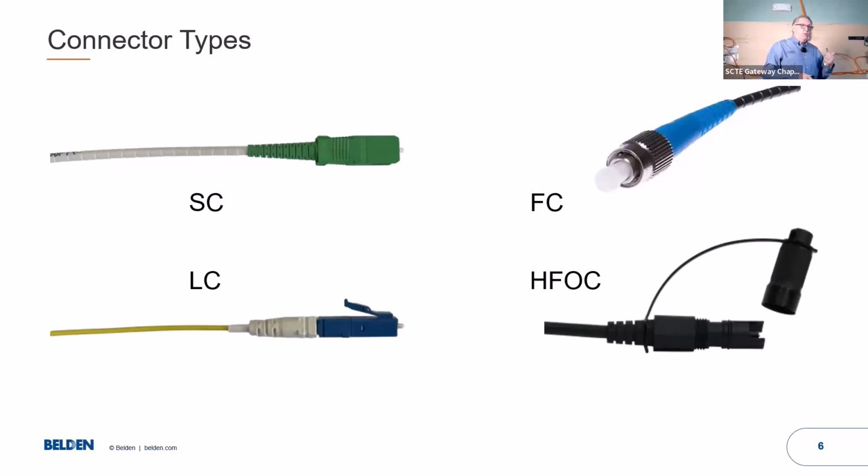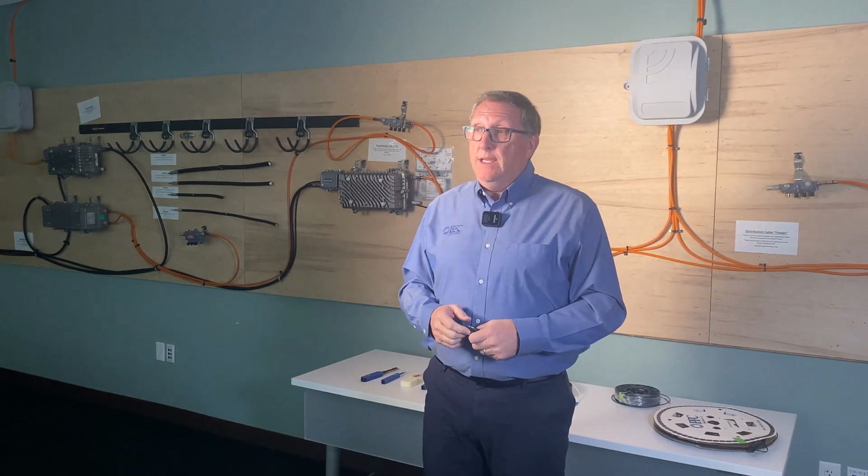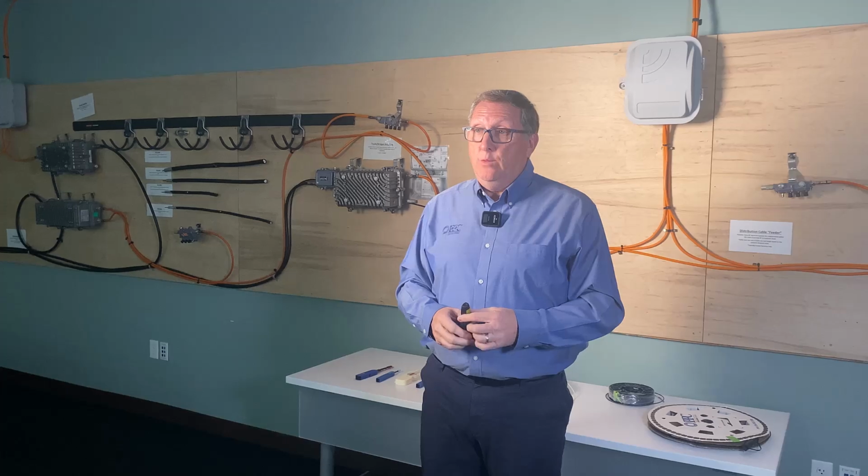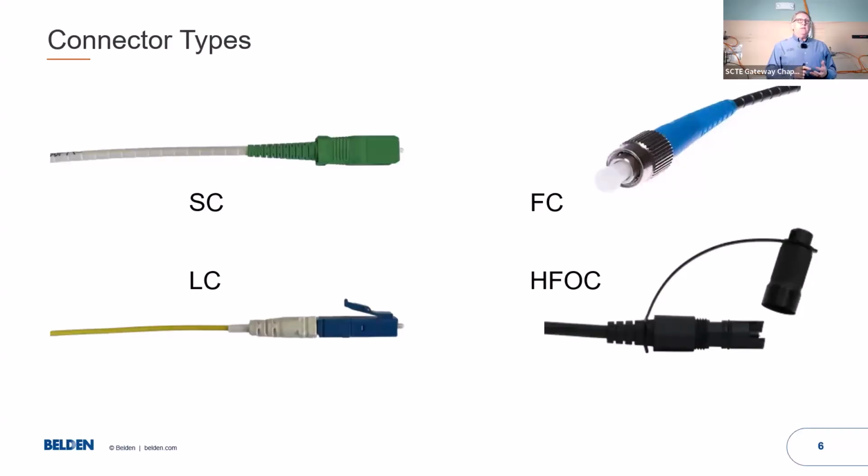And the newest type that you probably see most often is HFOC. It's a hardened fiber optic cable designed to go into MSTs or naps on the outside, on the fiber taps, if you will. Weather tight to help keep the tap sealed and connect fiber to the house.